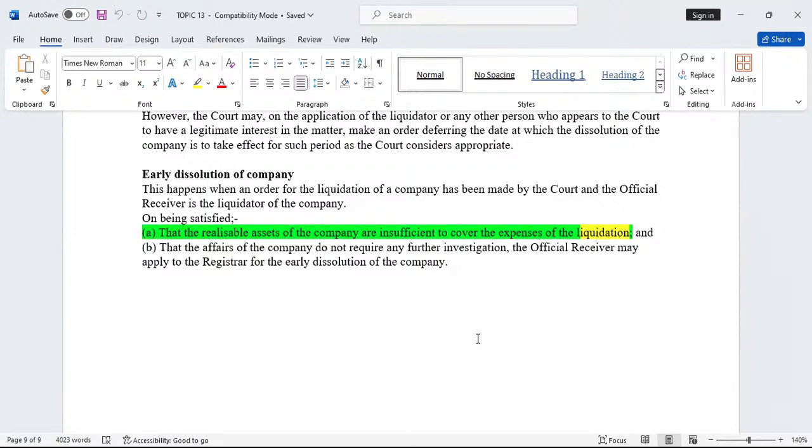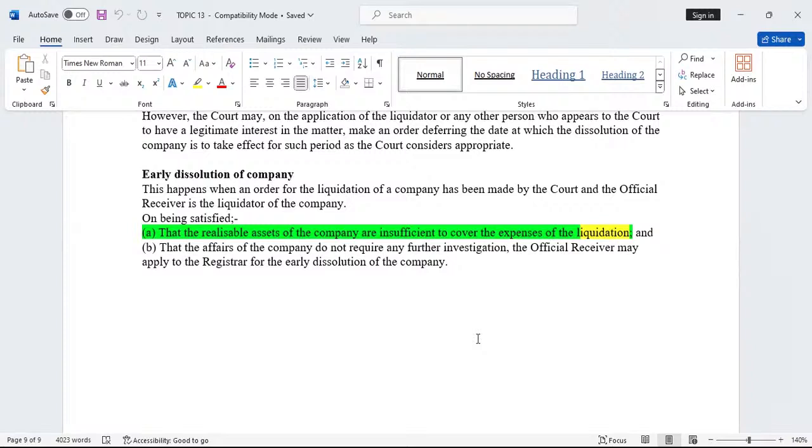This happens when an order of liquidation of a company has been made by the court, and the official receiver is the liquidator of the company. And this official receiver, the liquidator, is satisfied that the realizable assets of the company are insufficient to cover the expenses of liquidation. So there is not even an asset to recover. It is quite minimal. It can't even meet the liquidation expenses. So that can be an indicator of an early dissolution.